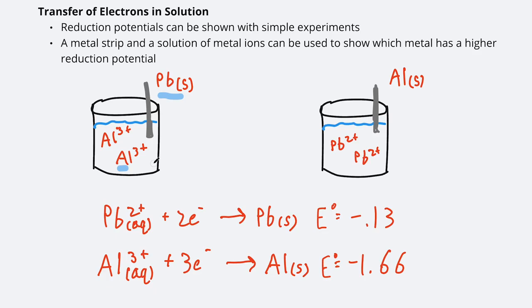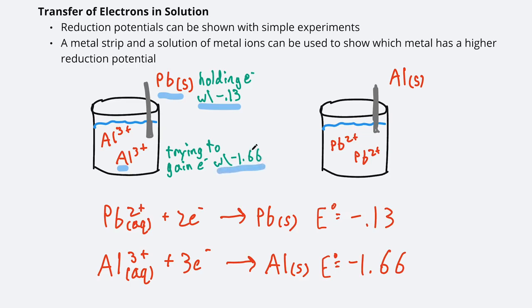And you go through the same logic that we thought about earlier. So the solid strip of metal is holding on to electrons with a power of negative 0.13. And the aluminum ions are trying to gain electrons with a power of negative 1.66. So we can see that lead is holding on to its electrons with a higher value than what aluminum is able to try to pull those electrons with. So lead will successfully be able to retain its electrons, so we will have no reaction.